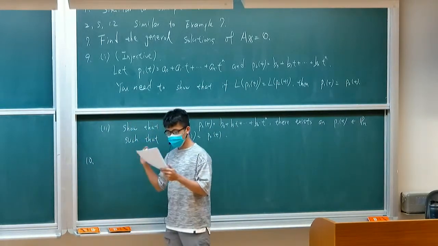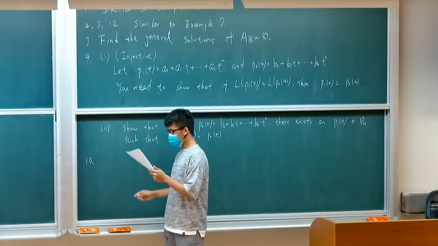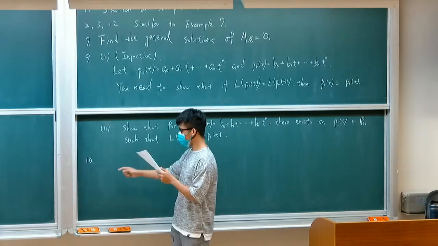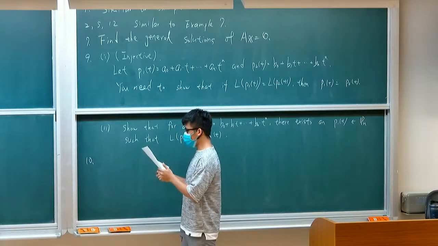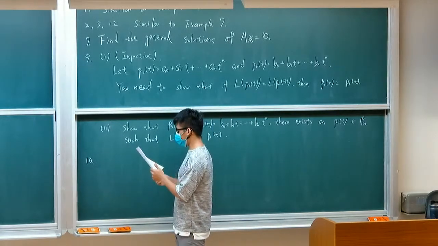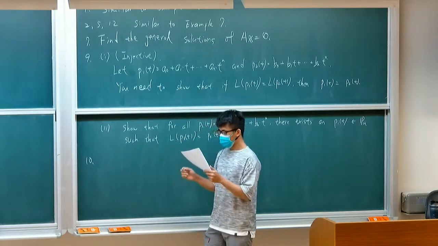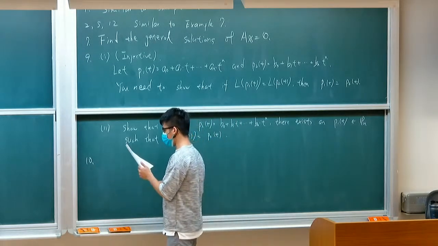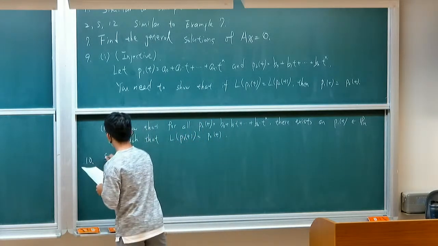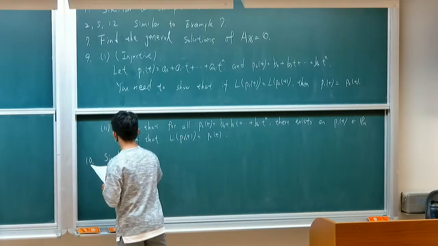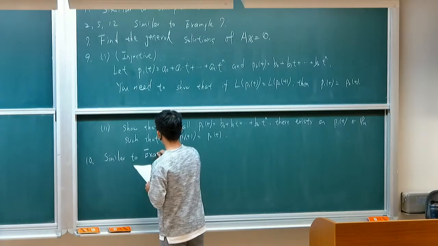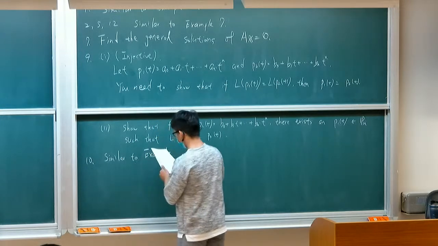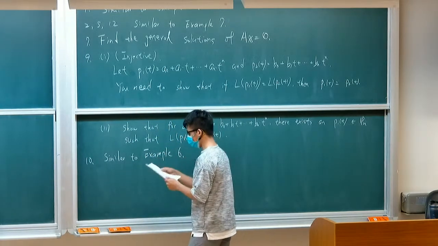For this kind of problem, you can just take the coefficients of those polynomials as vectors, and you collect those vectors as a matrix. Then you can find a basis by similar methods in previous problems. Similar to example 6.